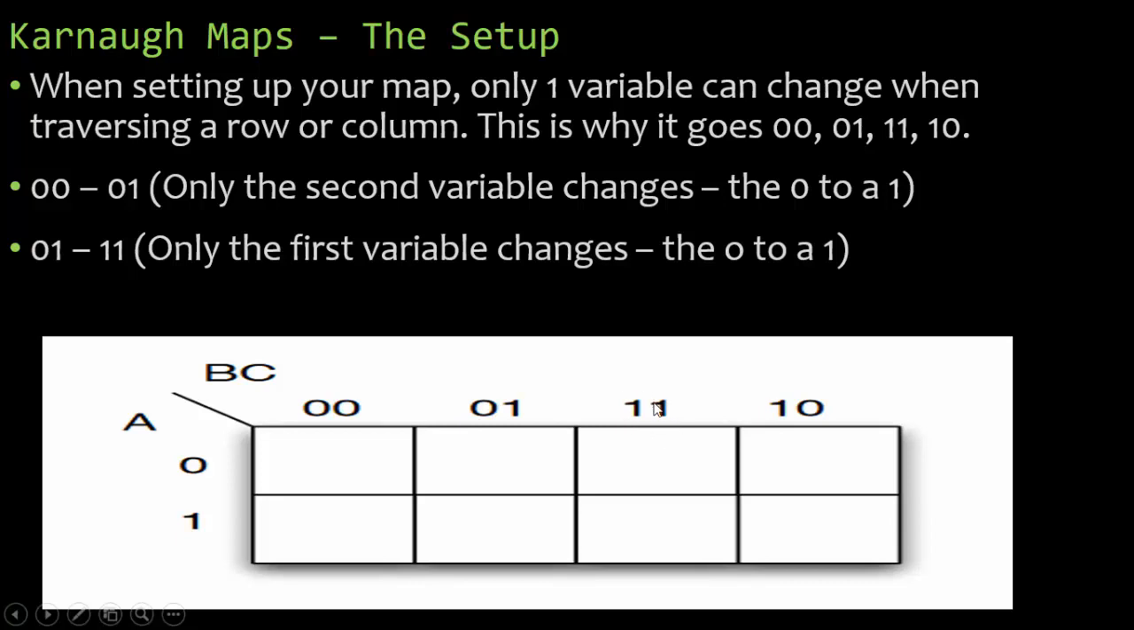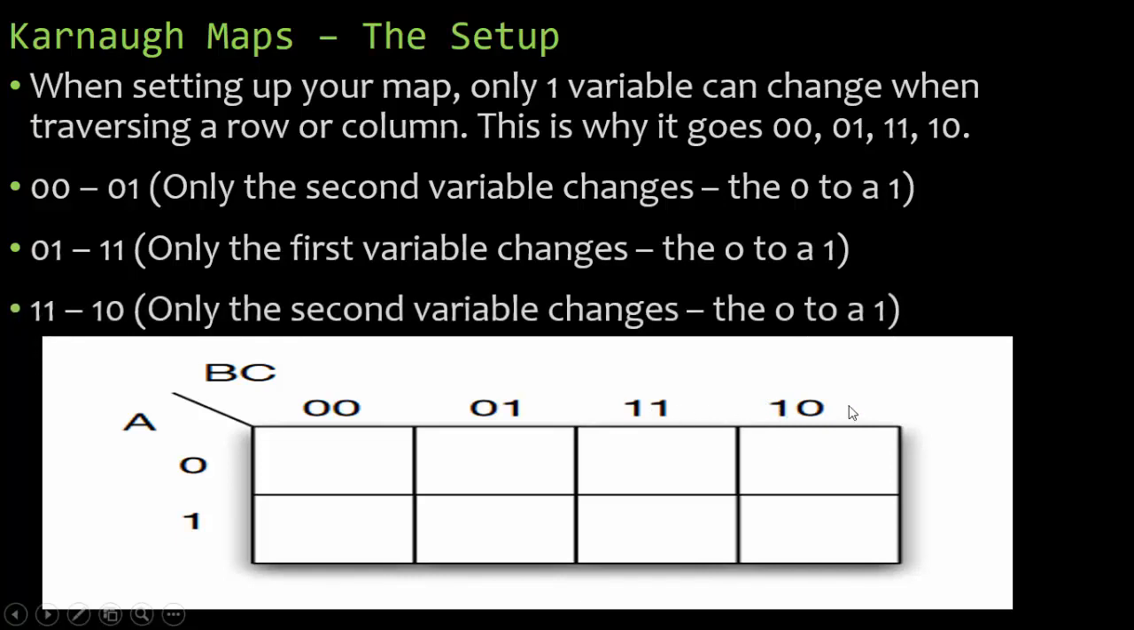I can't have this as 1, 0. That means the B would change to a 1. The C would change from a 1 to a 0. That's two variables changing, not one. And then for the last column, when I go from 1, 1 to 1, 0, only the second variable changes from a 1 to a 0. So that is an error. It should say from the 1 to a 0 because this C is changing from a 1 to a 0.